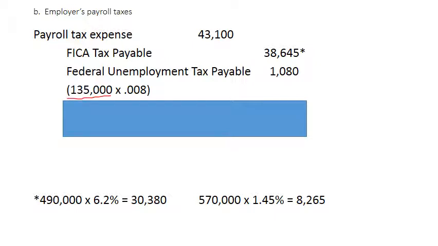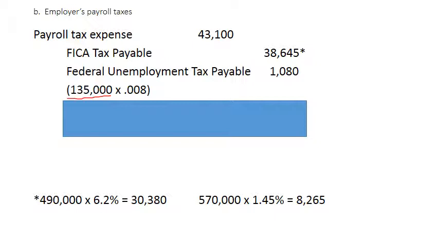$135,000 because the rule is it's the first $7,000 an employee earns. So they have to tell you in the problem how many people it's still their first $7,000. They'll usually tell you this much of the payroll it applies to. So I just multiplied out $135,000 times the 0.008, so it's $1,080.